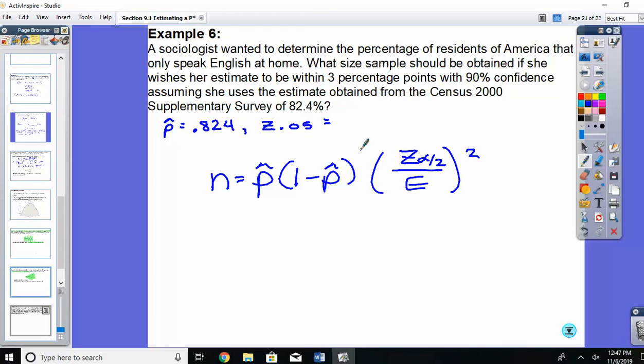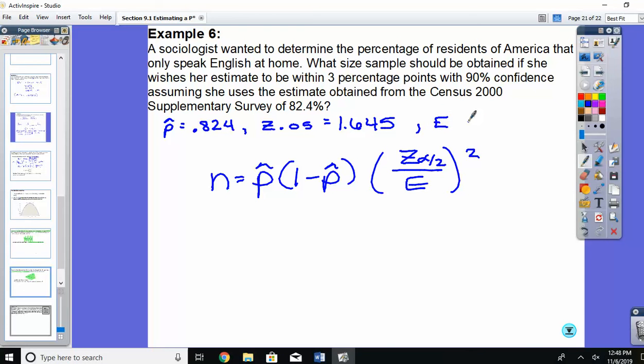So you are going to your normal table, looking inside the table. For 0.05 or the 0.95? The table gives you area to the left, so you have to find the 0.95 in your table and then tell me the z value. 1.6. Okay.